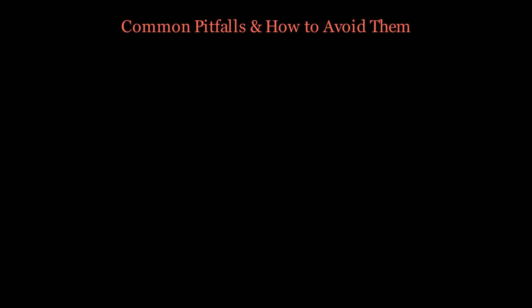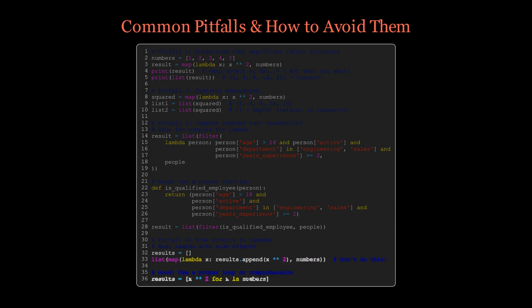Let's examine common mistakes when using Lambda, map, and filter, and learn how to avoid them. Understanding these pitfalls will make your code more robust. Here are key pitfalls to avoid. First, forgetting that map and filter return iterators, not lists. Always convert to list if you need the actual values.